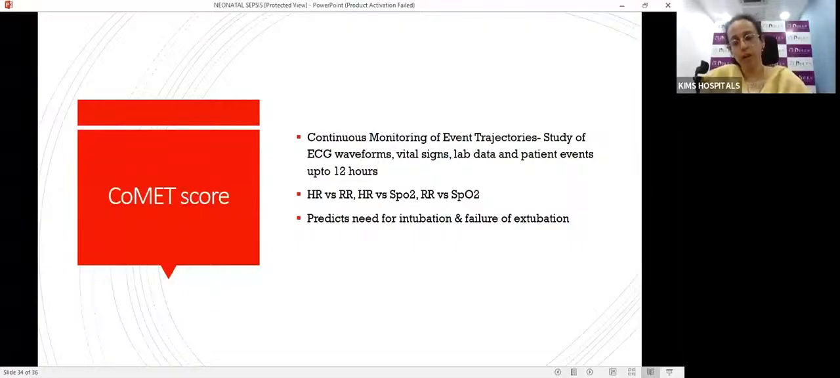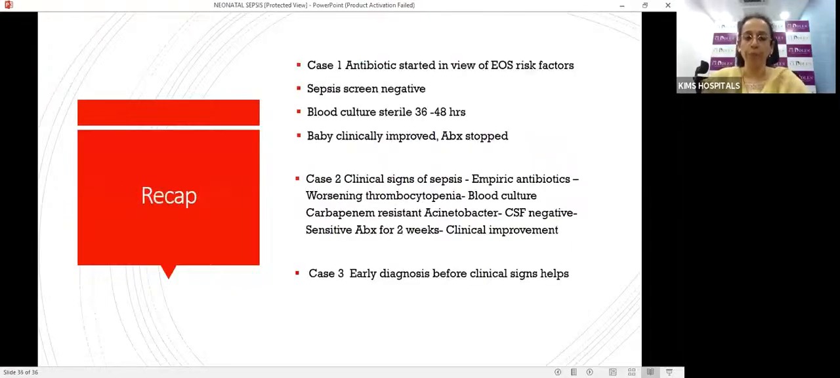That is a sign of clinical deterioration, and it can also predict the potential of the baby going into failure of extubation. This way, you can also decide based on the clinical condition of the baby, and this CoMET score also helps us in understanding the condition of the baby even better than we can with traditional monitoring.